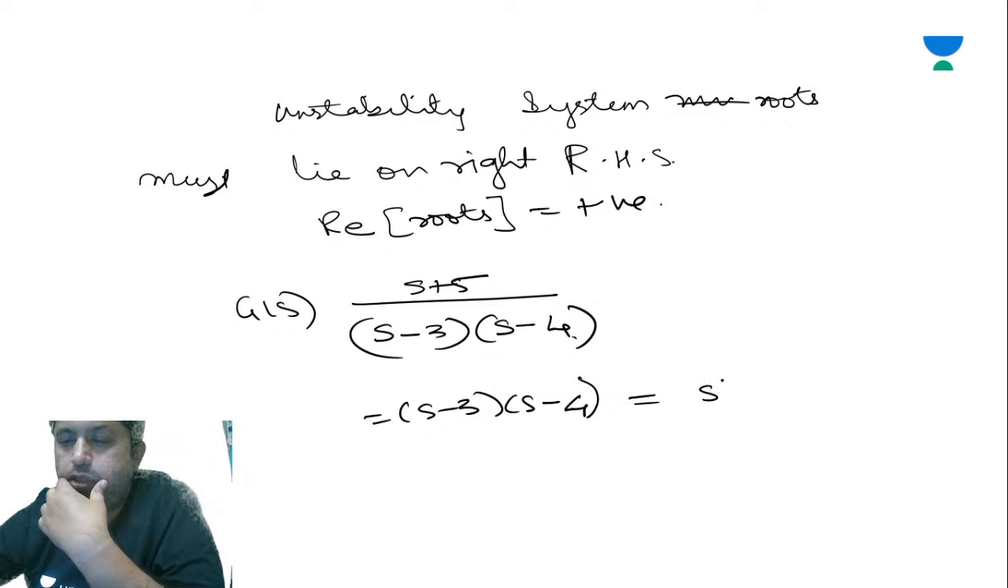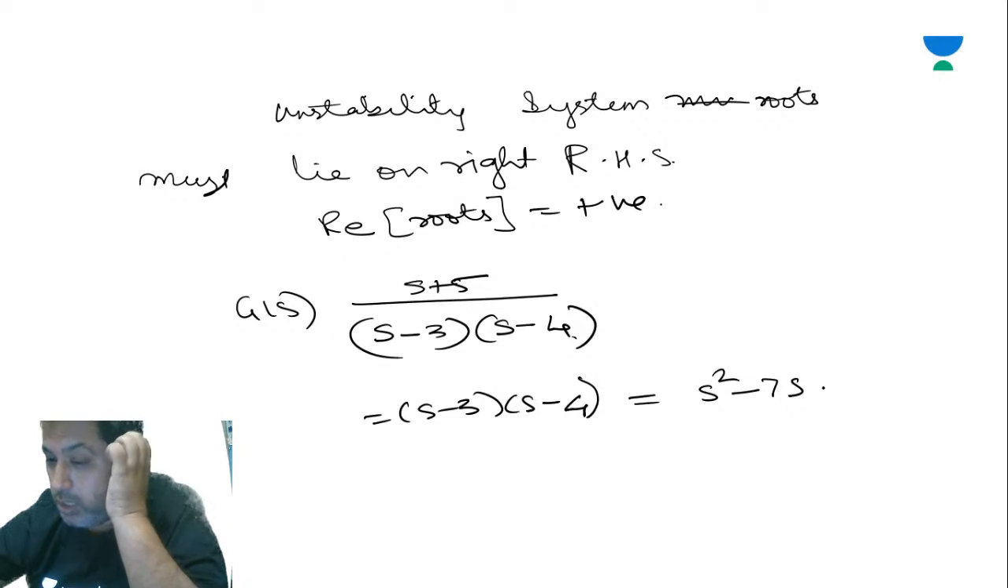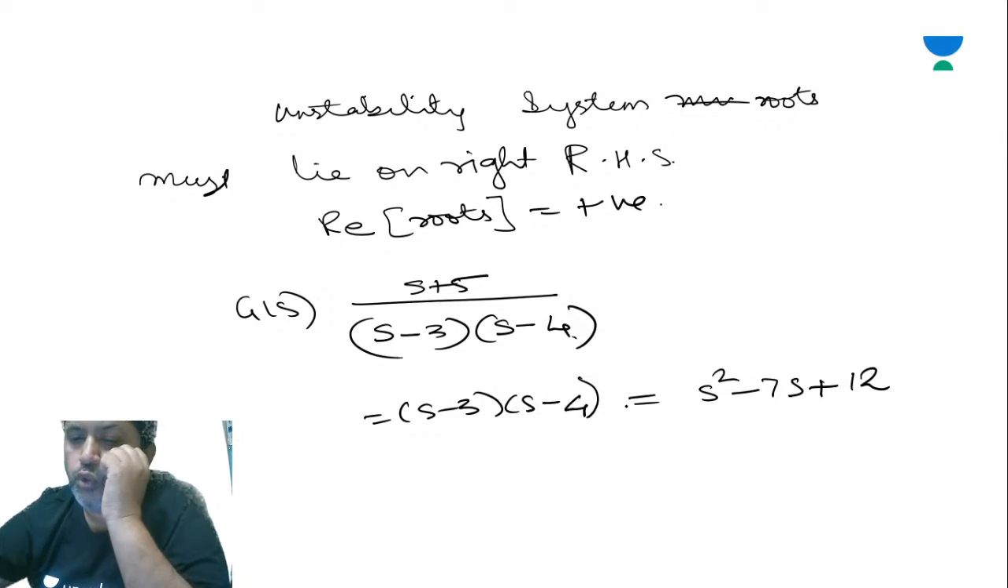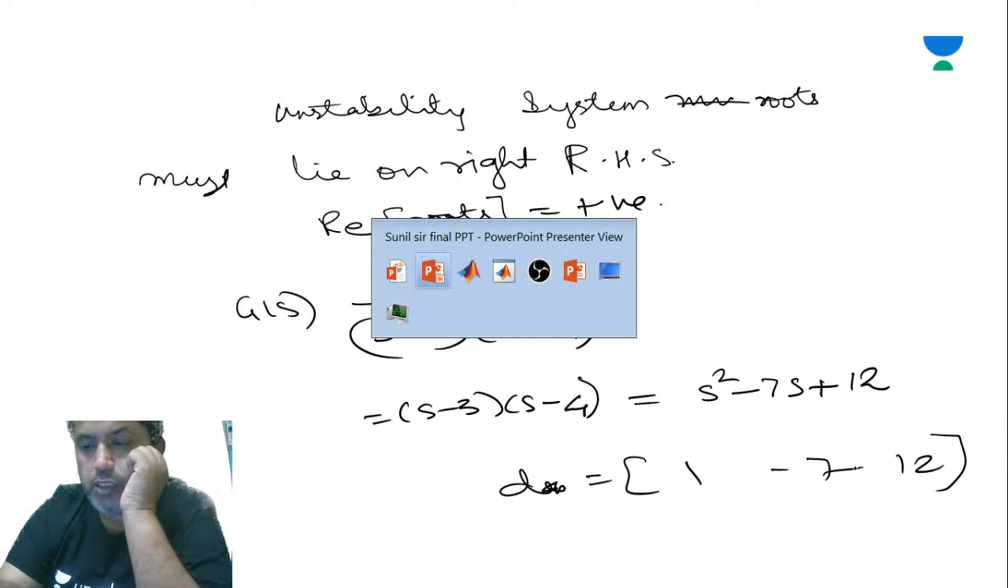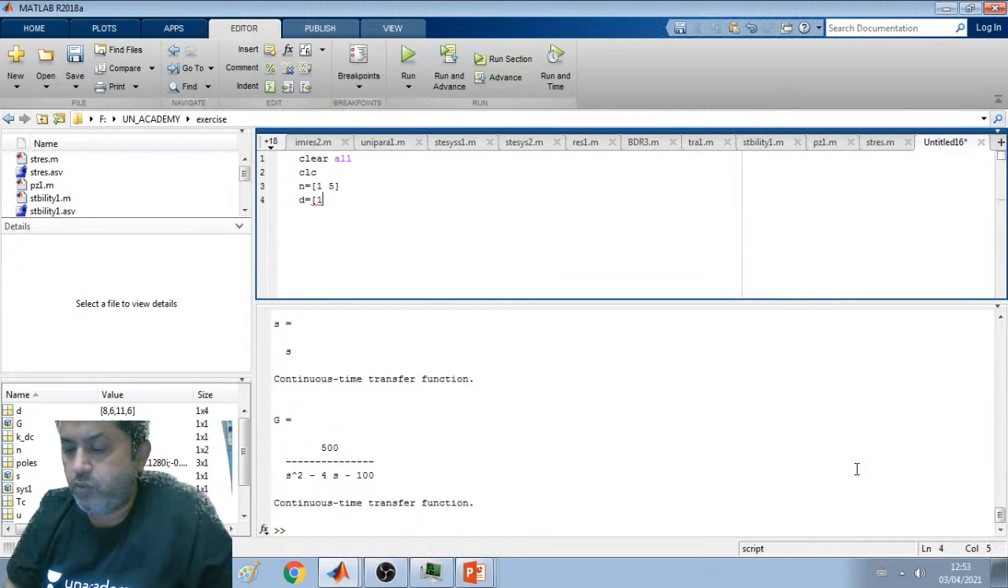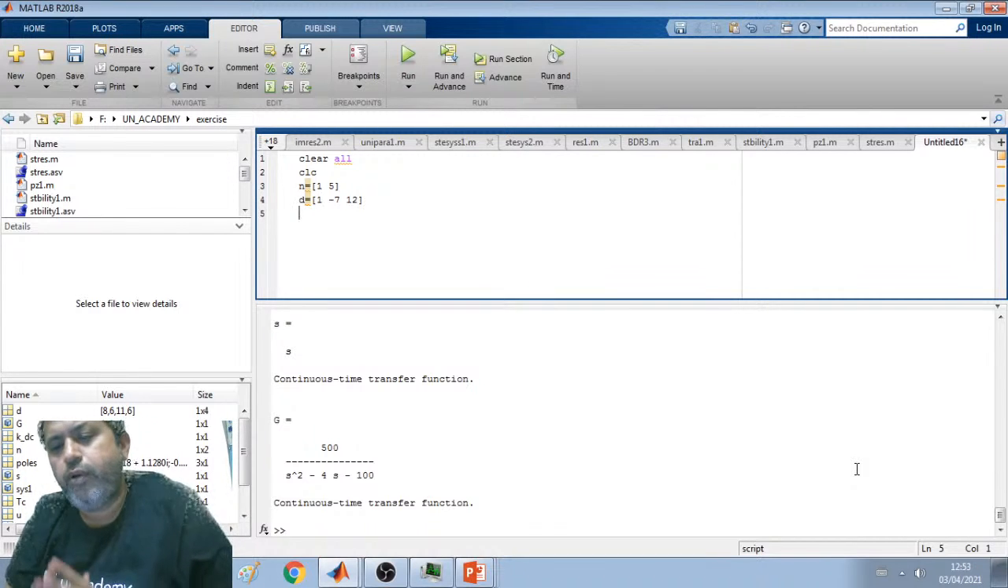So this is s square minus 7s minus 3s plus 12. So the denominator coefficients will be 1, minus 7, 12. Let us put this 1, minus 7, 12. This is the denominator.